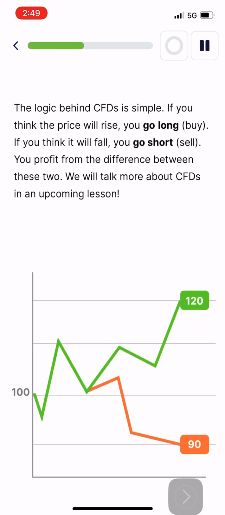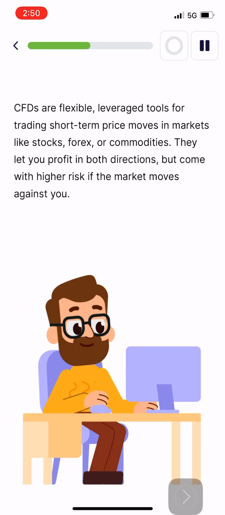The logic behind CFDs is simple. If you think the price will rise, you go long, buy. If you think it will fall, you go short, sell. You profit from the difference between these two. We will talk more about CFDs in an upcoming lesson. CFDs are flexible, leverage tools for trading short-term price moves in markets like stocks, forex, or commodities. They let you profit in both directions but come with higher risk if the market moves against you.